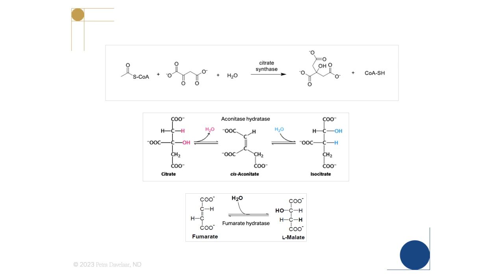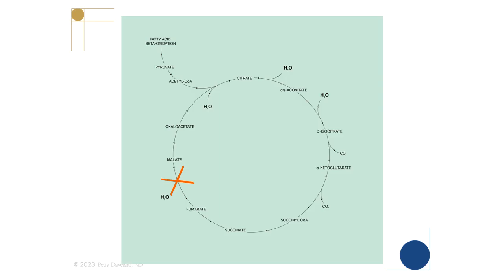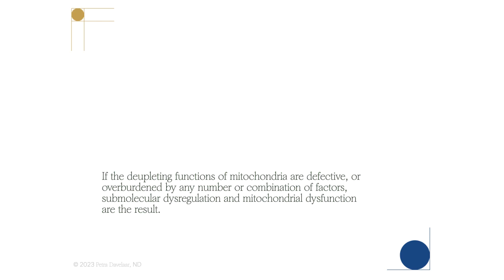The second enzyme is aconitase hydratase, or aconitase. This is a two-step reversible reaction and involves dehydration followed by hydration. This is a water exchange reaction. One water molecule is removed and replaced with a deuterium-depleted water molecule from the matrix. The third enzyme involved in adding water is fumarate hydratase, which catalyzes the reversible hydration of fumarate to malate. If fumarate hydratase is deficient, submolecular dysregulation sets in, causing mitochondrial dysfunction.